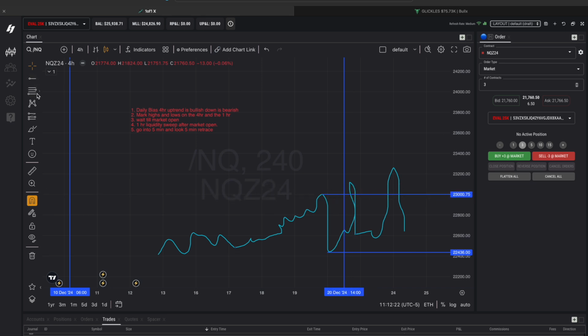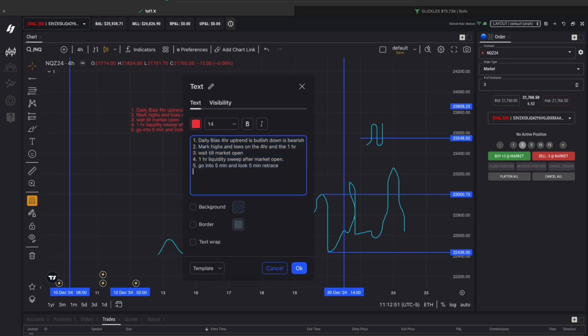Once I see that, I'm looking for a retracement. So say this line zoomed in, this is the 1 hour. Once we get that liquidity sweep, I'm looking for a 5 minute retracement back down and then another one back up. And after that, I'm going into the 1 minute. So after the 5 minute retrace, go into the 1 minute time frame.